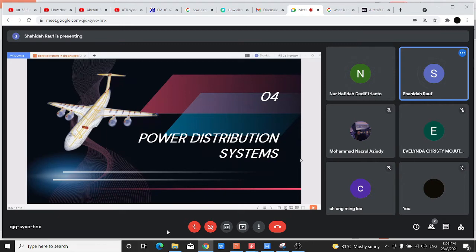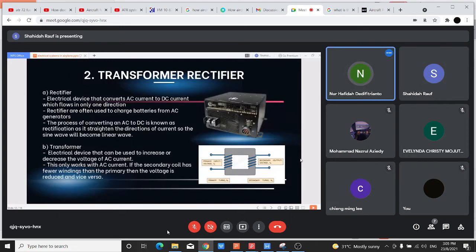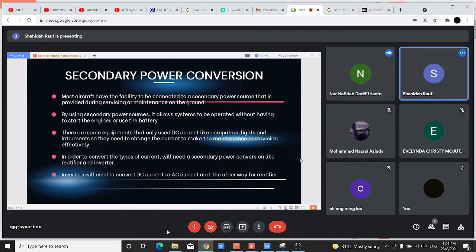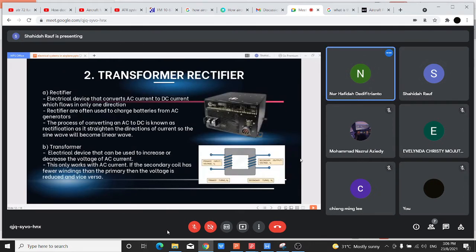Shahidah: Yeah, the secondary power is not going to be used during flight, is it? Yeah, so it's going to be used during service and maintenance only. Oh, okay. But actually, inverter and rectifier are also used during flight because there is a different current produced, right? So they need a rectifier and inverter to convert the current to supply the equipment and other instruments during flight. Okay, thank you. All right.